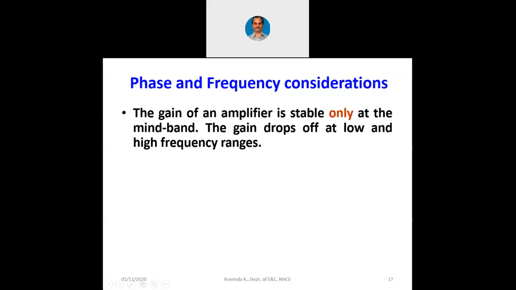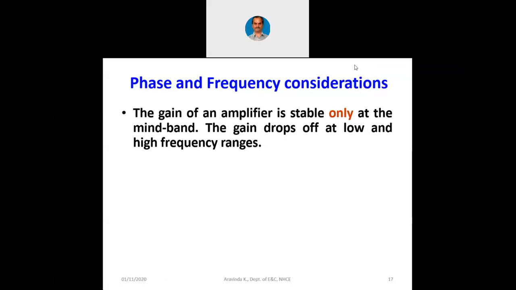Let me just try to write one diagram here. Now the first point says the gain of an amplifier is stable only at the mid band. There is a typo mistake here. Later I will change it. It is not "mid band" with an N, by mistake N has come there. Now the gain drops off at low and high frequency ranges. This we are already familiar with.